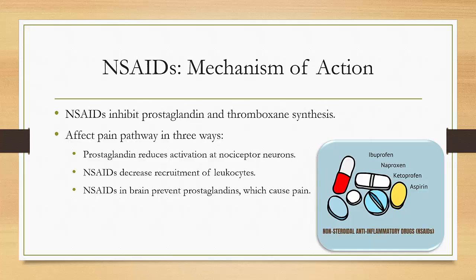Prostaglandins reduce the activation threshold at the peripheral terminals of primary afferent nociceptive neurons. By reducing prostaglandin synthesis, NSAIDs decrease inflammatory hyperalgesia and allodynia. NSAIDs decrease the recruitment of leukocytes and thereby the production of leukocyte-derived inflammatory mediators. And NSAIDs that cross the blood-brain barrier prevent the generation of prostaglandins that act as pain-producing neuromodulators in the spinal cord dorsal horn.